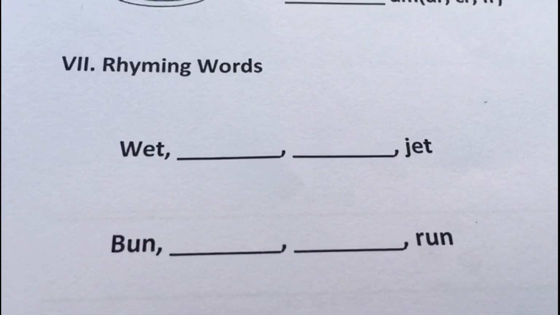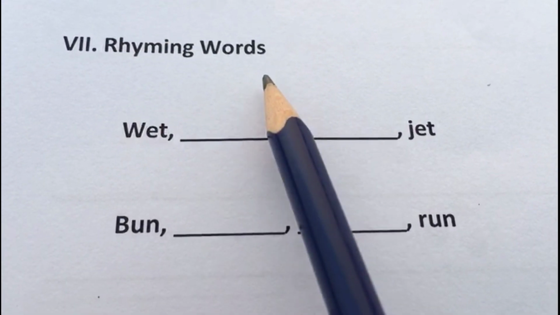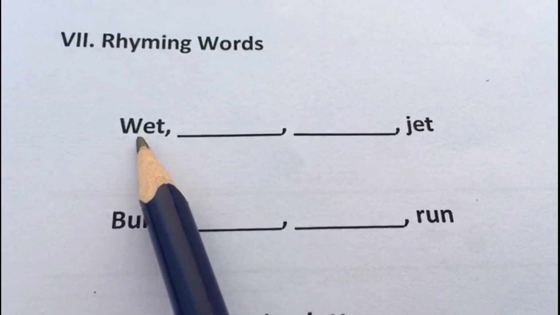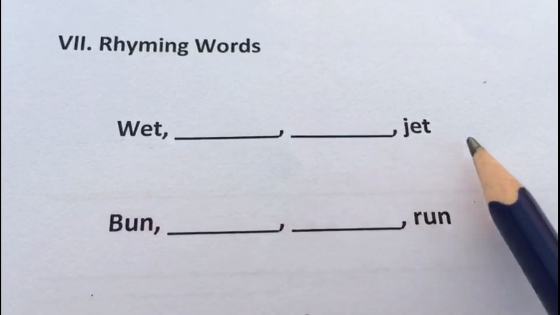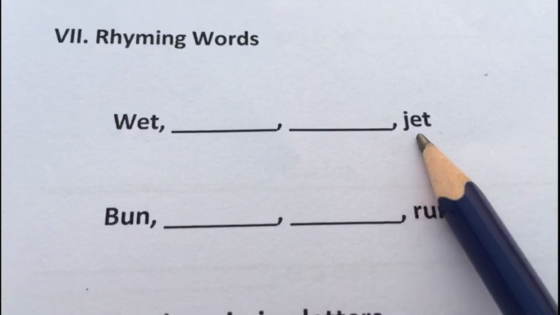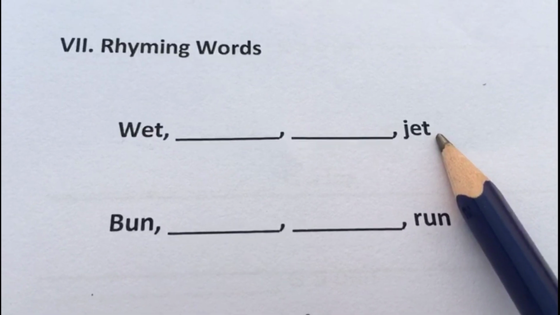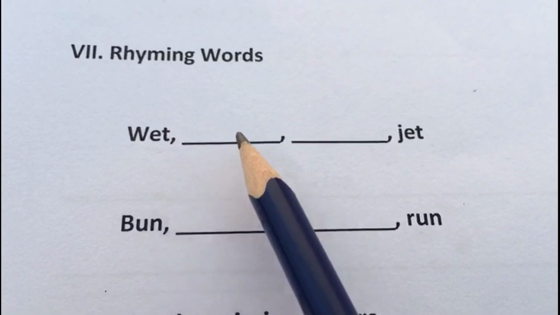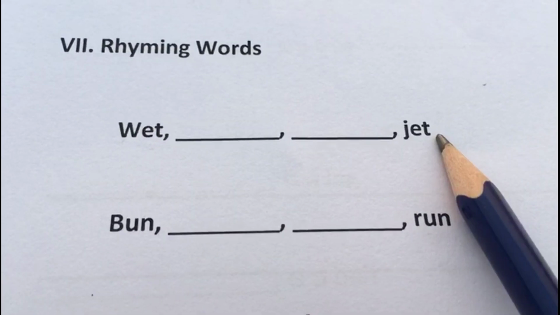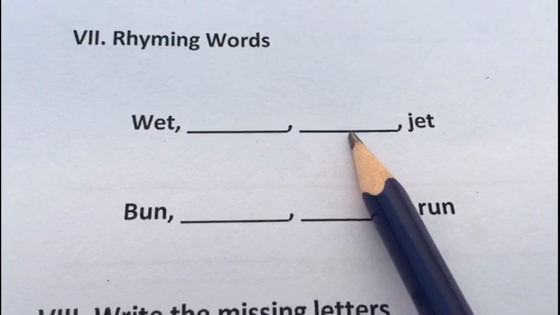This is rhyming words. You know what rhyming words are? Yes, the words ending with a similar sound. Here we have et, wet, and the last one is et, jet. So both the words end with the same sound, the et sound. So we can ask your child to fill in similar words like wet and jet, similar 3-letter words, in the space given.